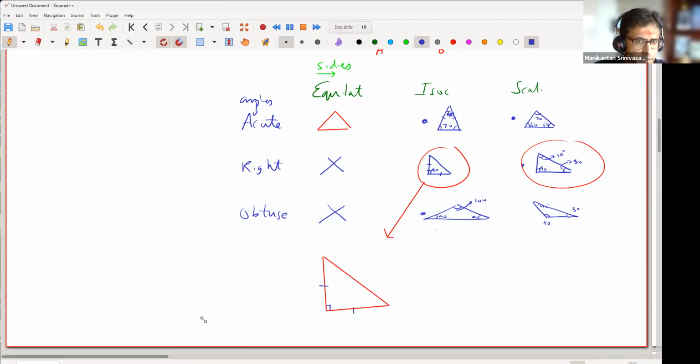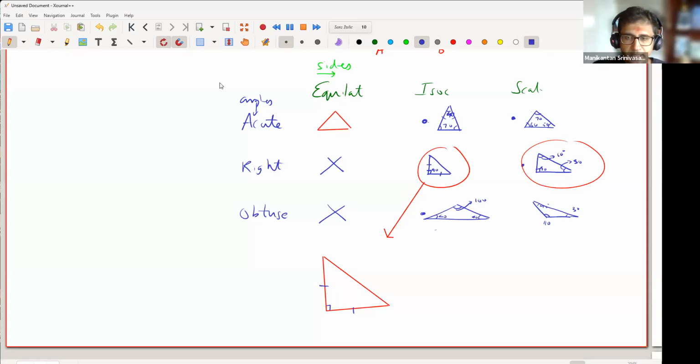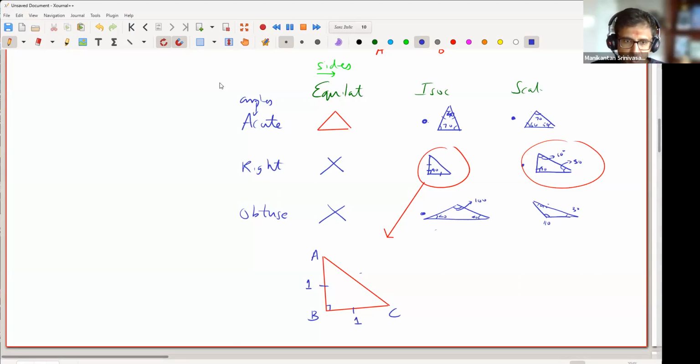Sukrit, are you there? Is Sukrit back? Yeah. Okay. So Sukrit, do you know what the ratio of the three side lengths is in an isosceles right angle triangle like this, like the one I have drawn, ABC? It's 2:1:1. So basically he's saying this is 1 unit and this is 1 unit and this is 2 units.